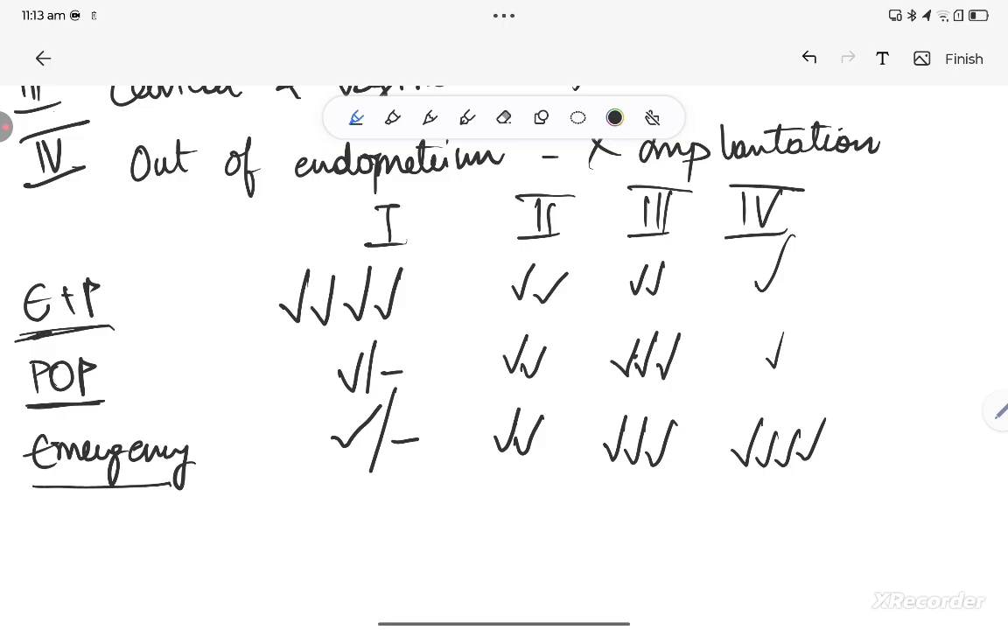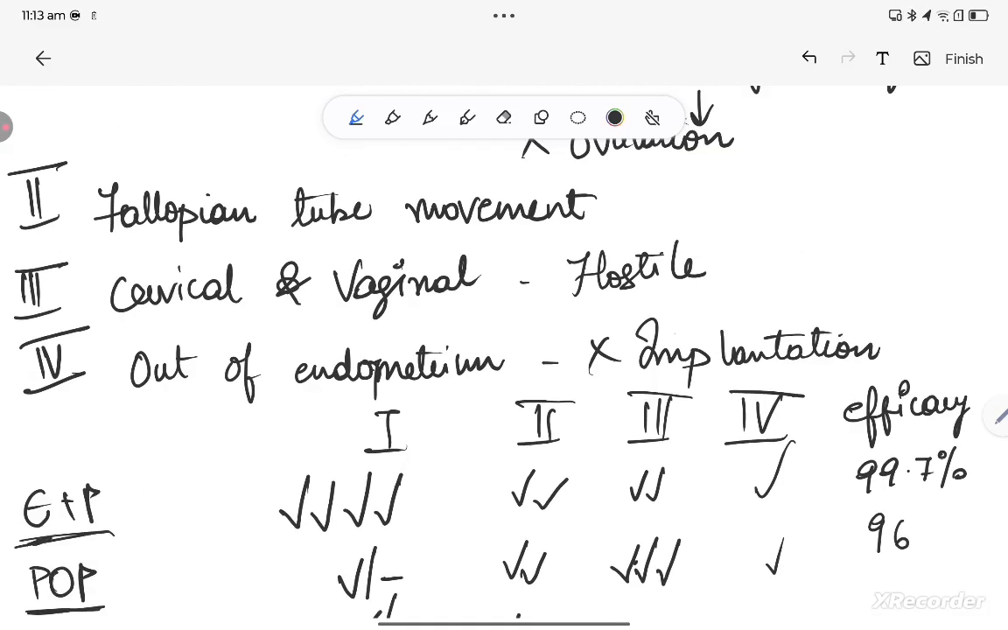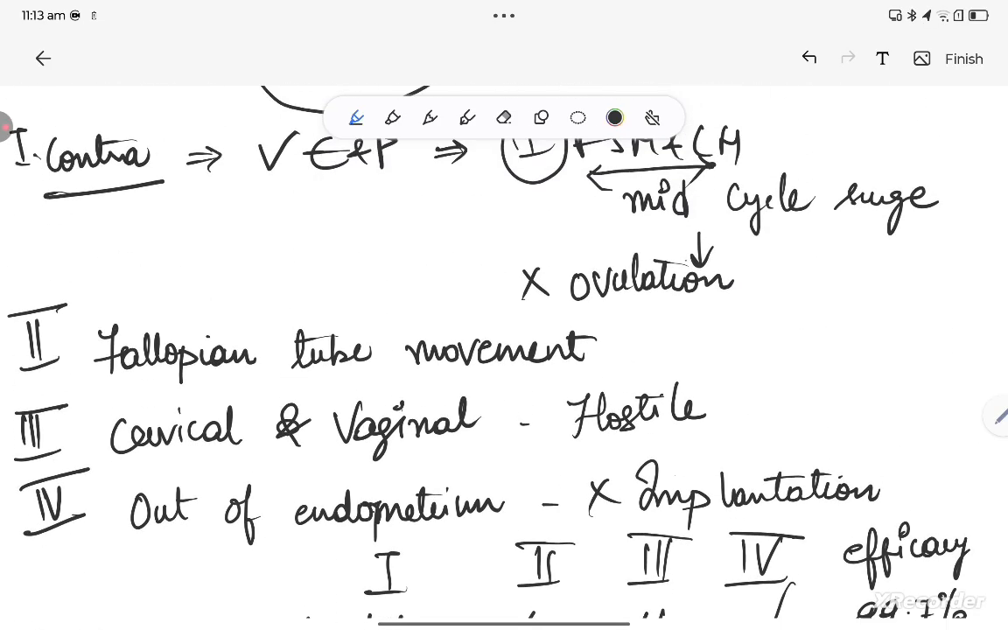Based on this, let us compare the efficacy or failure rate. Estrogen is the highest efficacious drug. It is efficient in 99.7% of cases, whereas progesterone-only pill is good for 96%, whereas emergency pill is much more or less 93 to 96%. Clear? Now, this forms the mechanism of action as well as comparison between various efficacies.